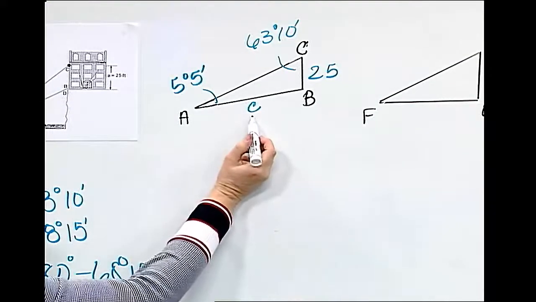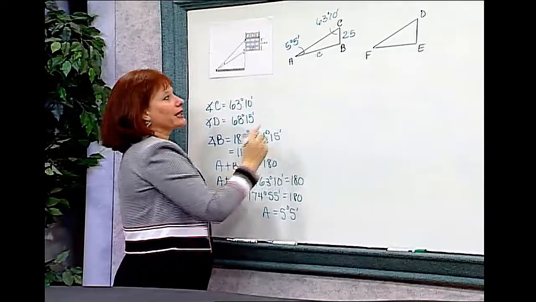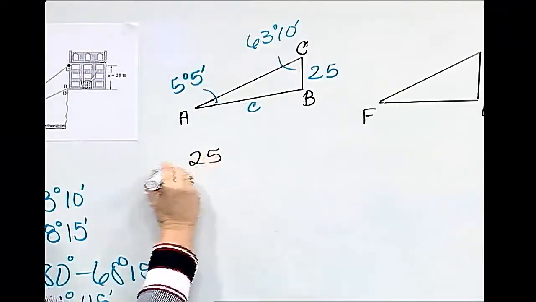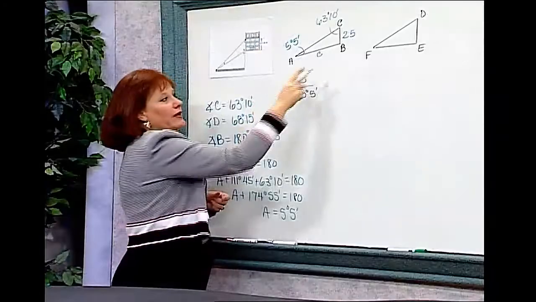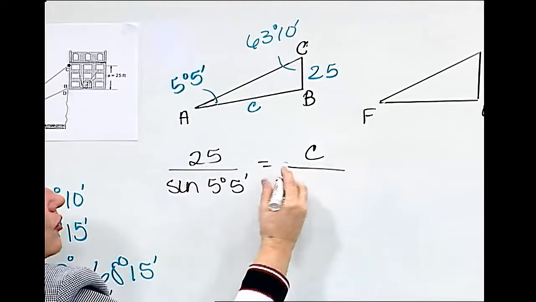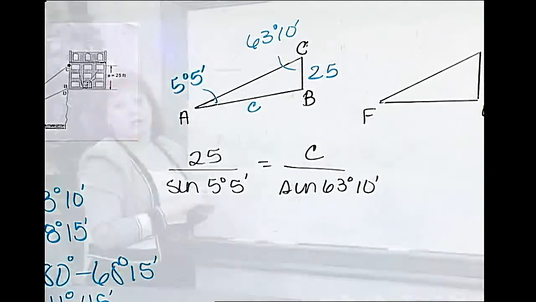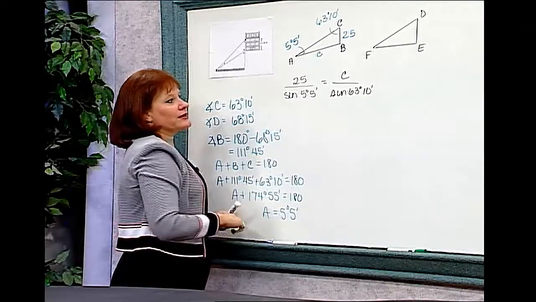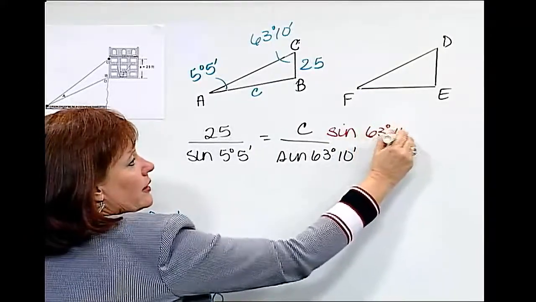Using this information, we're going to solve for c, the missing side of the triangle that we want to work with. I'm going to use the law of sines by setting up a proportion between this side and the angle opposite that side. So I'll have 25 over the sine of 5 degrees and 5 minutes. Now c is the side that I want to find, so I'm going to be concerned with the angle opposite c, and I'm going to say c over the sine of 63 degrees and 10 minutes. So I've set up a proportion which I'm easily able to solve using the law of sines. I need to solve this equation by getting rid of the thing that c is divided by. So I'll multiply both sides of this equation by the sine of 63 degrees and 10 minutes.